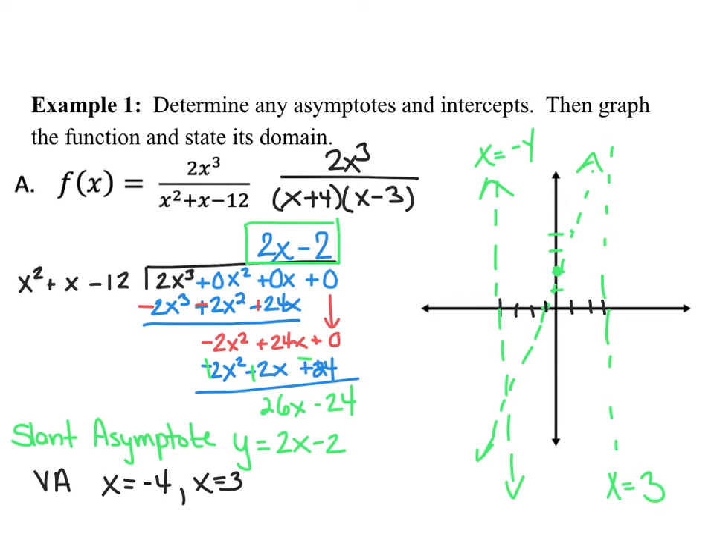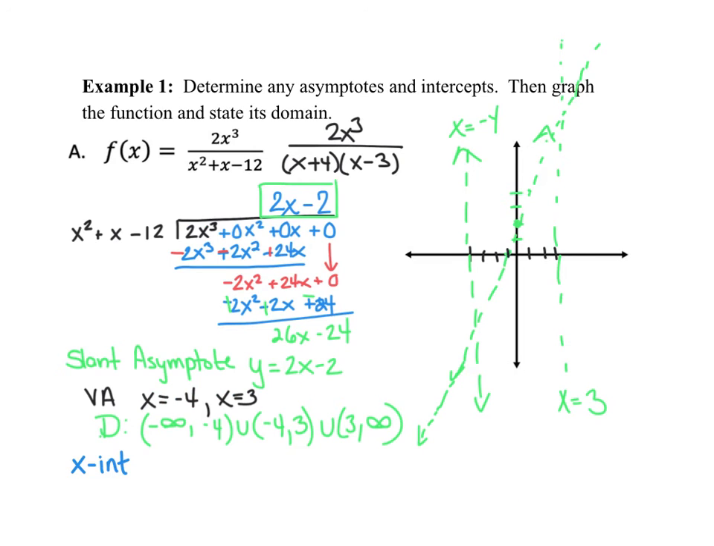And x equals 3. I'm also told to graph the function and state the domain. I'm going to add my domain in. So this would be from negative infinity to negative 4, union negative 4 to 3, union 3 to infinity. So notice that the oblique asymptote does not break my domain, but it does affect my sketch. I just realized I skipped the x and y intercepts. So the x-intercept comes from numerator equal to 0.